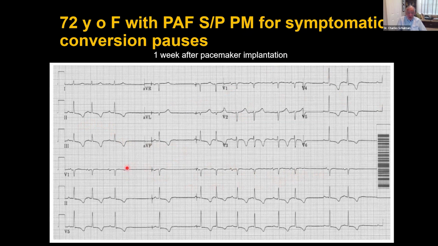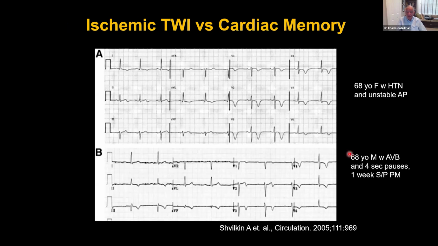But she also has T-wave inversions in 2, 3, and AVF, and V3, 4, 5, and 6. Is this ischemia? The short answer to the question is no, it's not. It's a condition called cardiac memory. The right ventricle apparently remembers and has T-wave inversions.